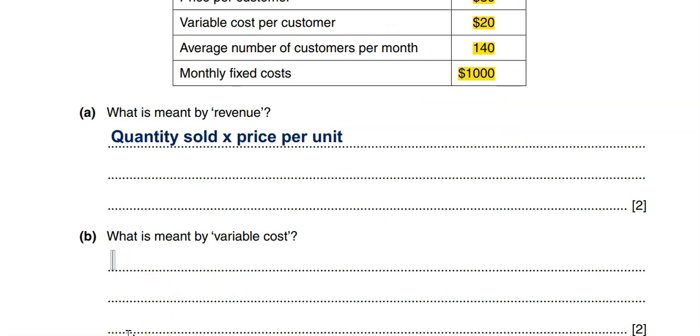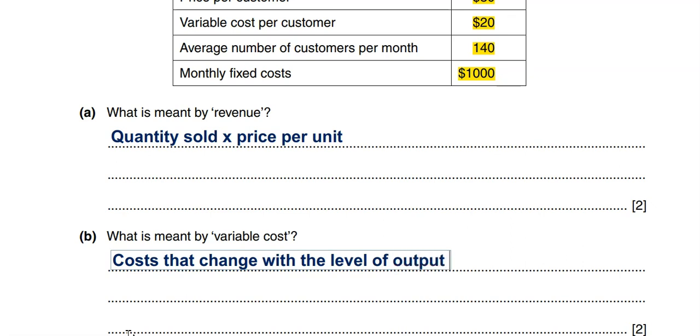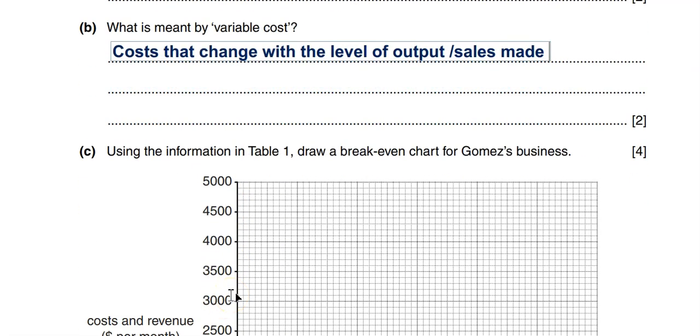What is meant by variable cost? Variable cost is the cost that changes with the change of output. So I have to say that it is the cost, or the costs, that change with the level of output. Don't forget to mention with the level of output or with the sales made, because you get 1 mark only if you say the cost that change.